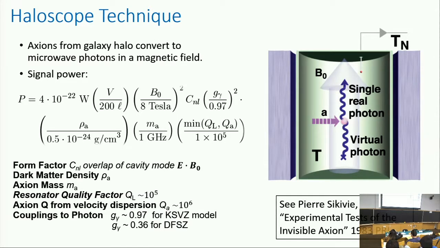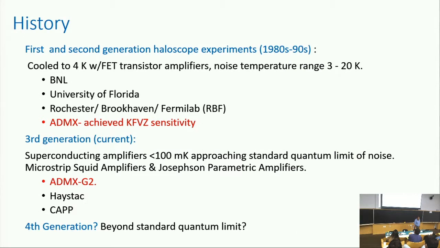You can do better than that nowadays. I'll talk about that tomorrow. There's a form factor which depends on which cavity mode you're trying to receive the axion in. I'll discuss that later, but it's of order one. And then here's the coupling that you're trying to measure, which, as I've already mentioned, depending on different axion models, can vary by about a factor of 3. It depends on the dark matter density and the axion mass. And so you put all of these things together and you get 10 to the minus 22 watts, which is unfortunately still a really small number.